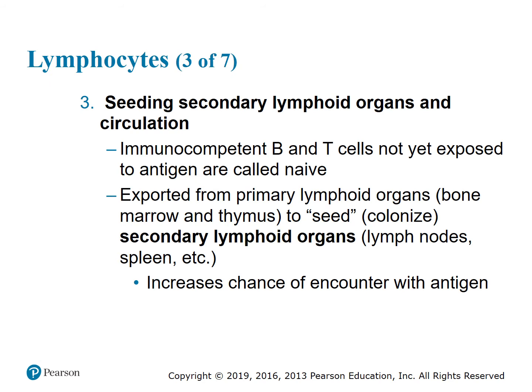Seeding secondary lymphoid organs and circulation. Immunocompetent B and T cells not yet exposed to antigen are called naive. Exported from primary lymphoid organs, bone marrow and thymus, to seed or colonize secondary lymphoid organs like the lymph nodes, spleen, etc. This increases the chance of encounter with an antigen.